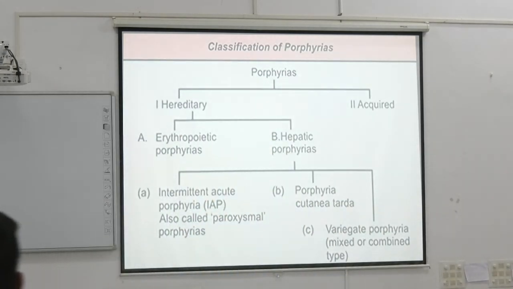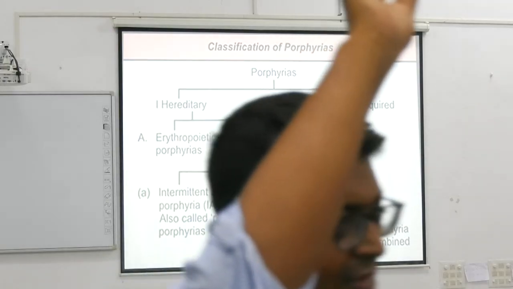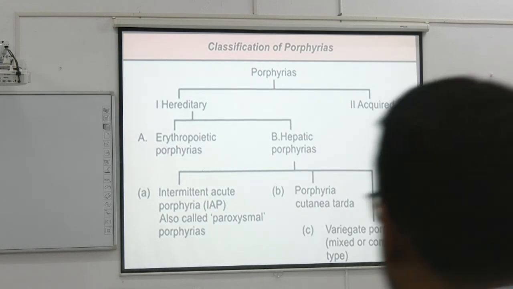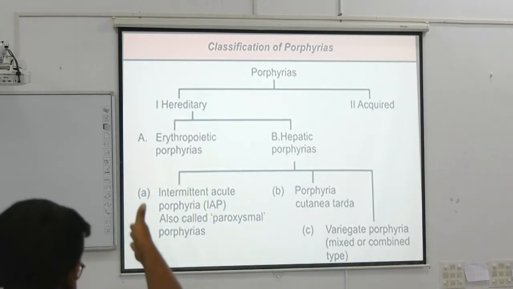Okay, hepatic porphyria. So now can you tell me about the porphyria which is X-linked recessive? Congenital erythropoietic protoporphyria is X-linked recessive. All the others are autosomal dominant. Okay. See, it's been classified over there. Erythropoietic porphyrias and hepatic porphyrias.